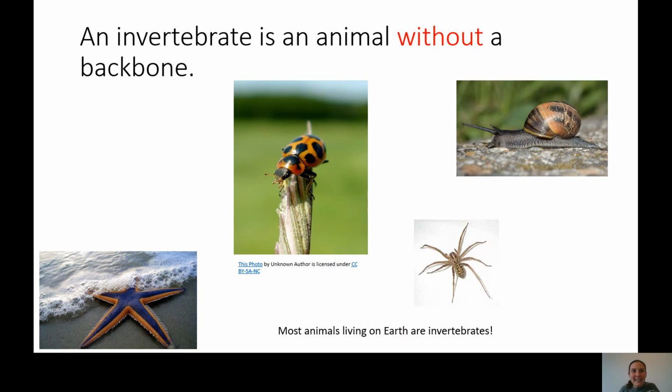Fantastic, Year 2. Did any of you get it? An invertebrate is an animal without a backbone. Now, here's some pictures of some invertebrates which you might recognise. So we've got a snail, a spider, a ladybird, and a starfish. And would you believe it that most animals living on Earth are in fact invertebrates? In fact, 90% of animals are invertebrates.